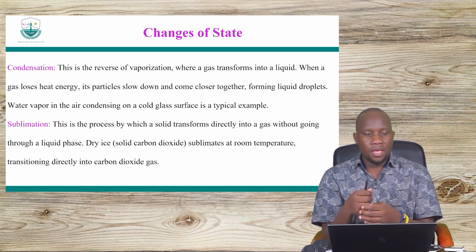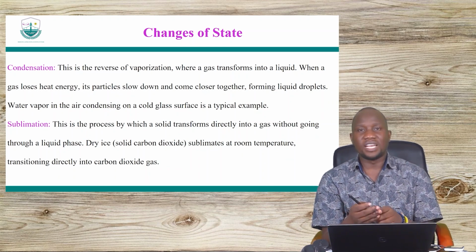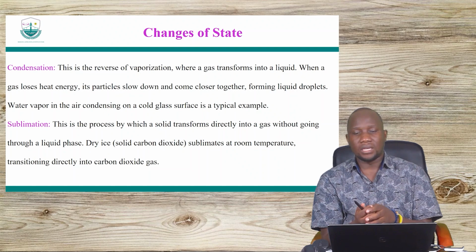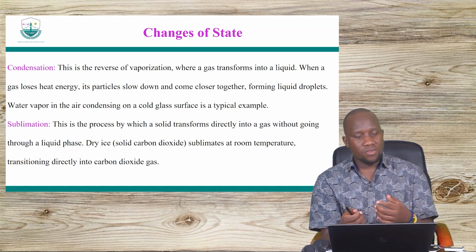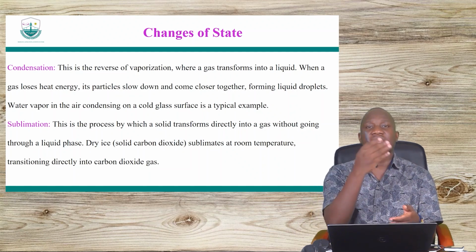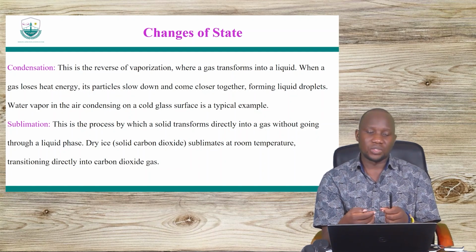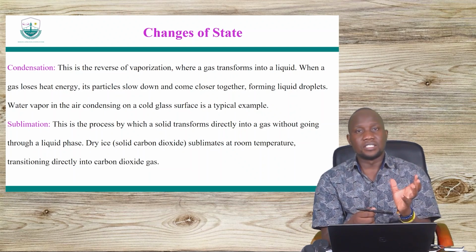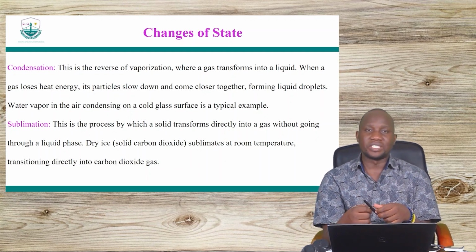Okay, condensation, the opposite of vaporization. Here you have a gas transforming into a liquid. Okay, this happens when the gas actually loses heat energy and the particles no longer move freely. They just slow down and come closer, forming a liquid or liquid droplets. Okay, and then we have sublimation, which we said is when a solid turns directly into a gas without going through the liquid phase. Okay, you can have dry ice, which is actually solid carbon dioxide sublimating at room temperature. Okay, that means that the solid carbon dioxide can become gaseous carbon dioxide at room temperature, and that is sublimation.